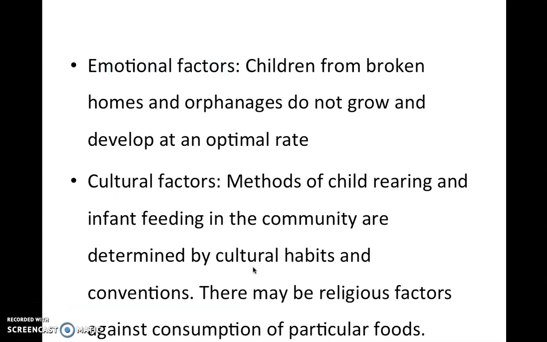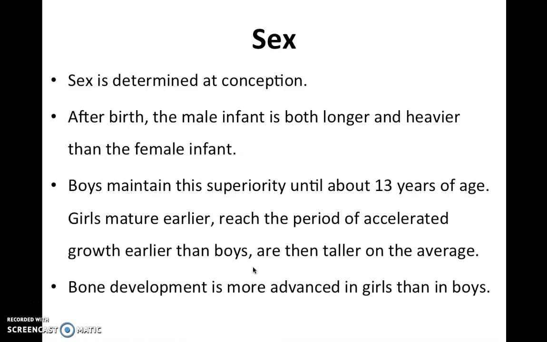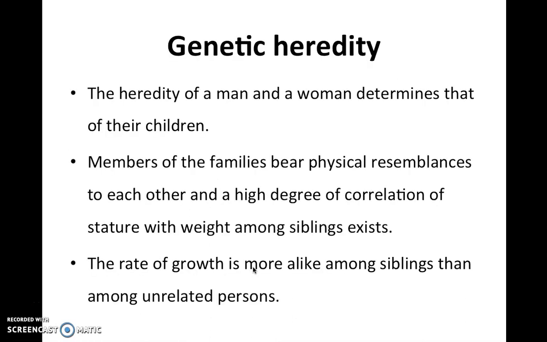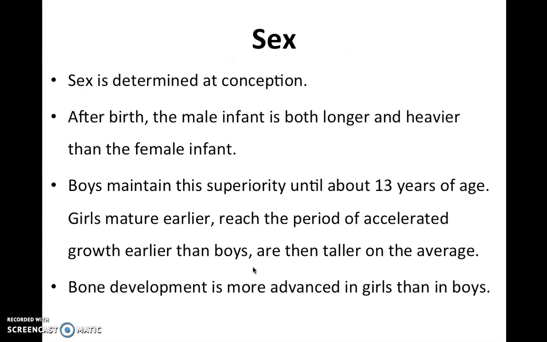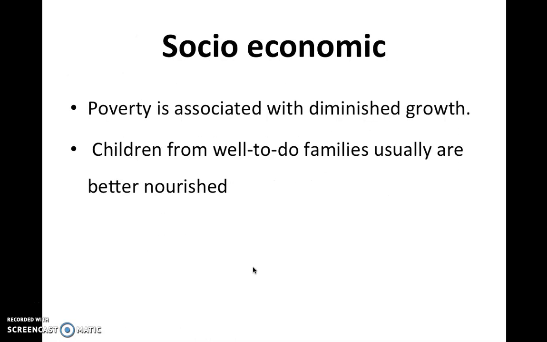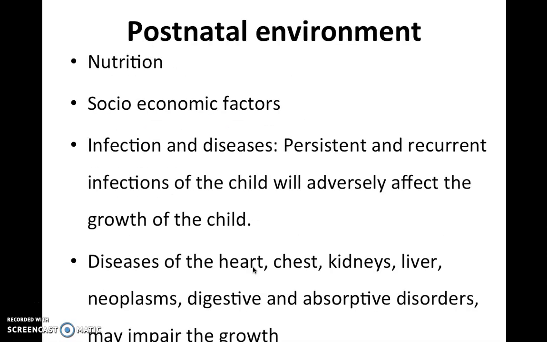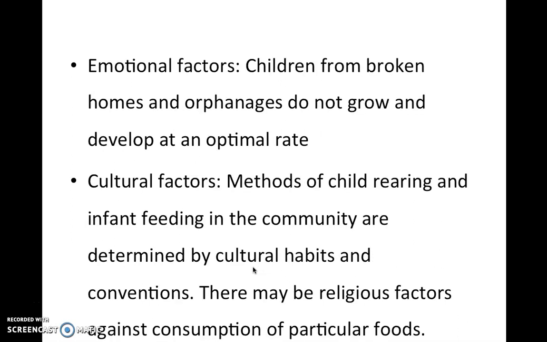So this is about the topic of today. We have seen what is growth and development, and after that we have seen the factors: genetic and hereditary, sex, racial and national characteristics, nutritional factors, socioeconomic factors, and environment. Environment we have divided into prenatal factors and postnatal factors, the prenatal environment and the postnatal environment. So hope you understood the topic.